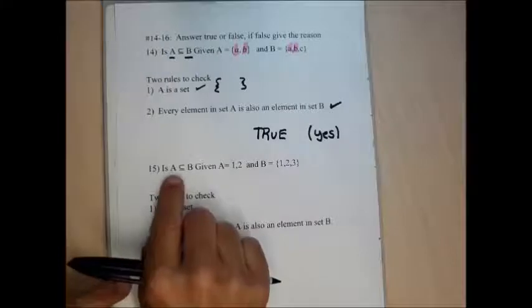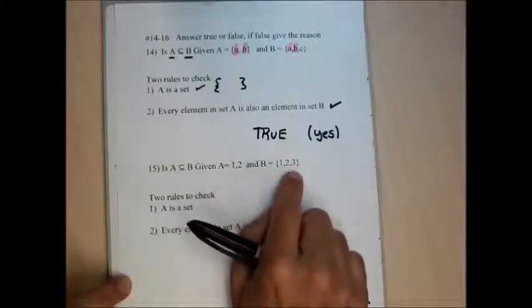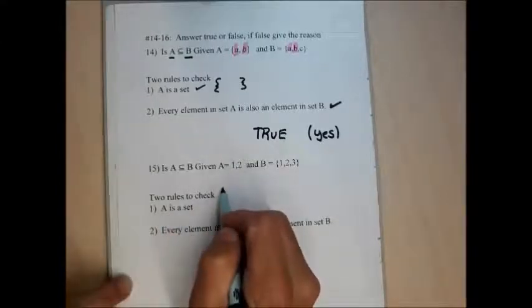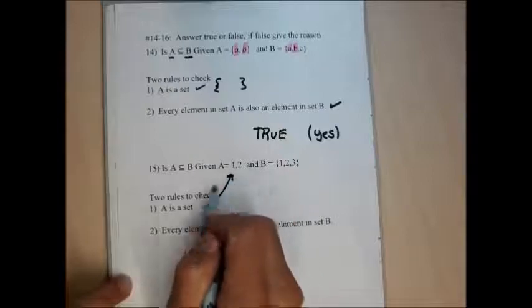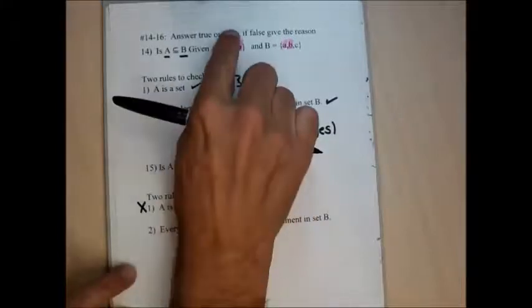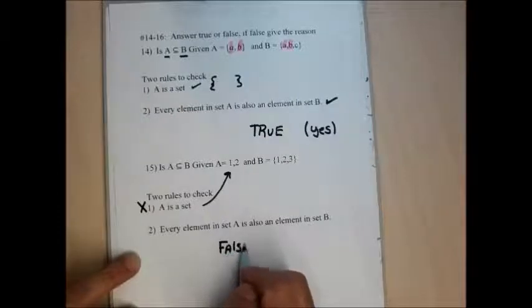For problem 15, same question. Is A a subset of B, given A is the numbers 1 and 2 and B is the set containing 1, 2, and 3? So when I go to check my rules, the first rule I need to check for A being a subset of B is A needs to be a set. And this is the rule that's going to be violated, because A is not in set braces, so it's not a set. For my answer, I'm going to write false because A is not a set.